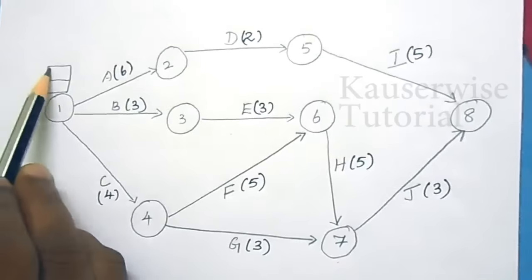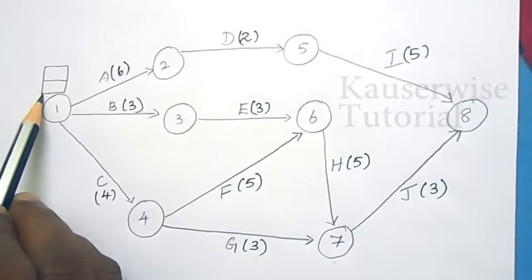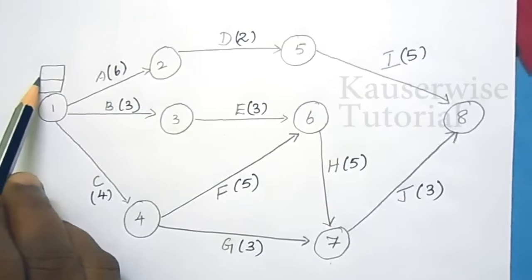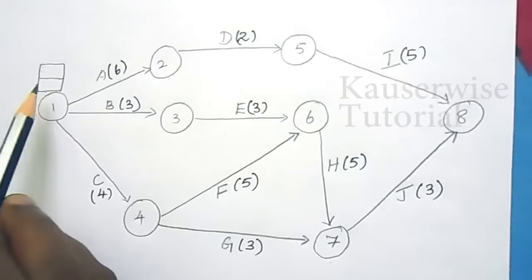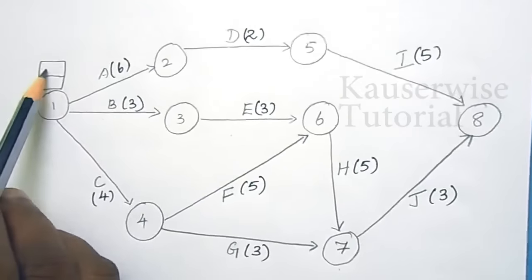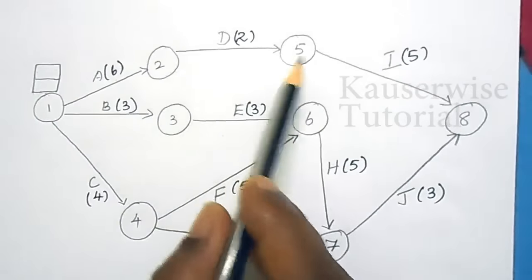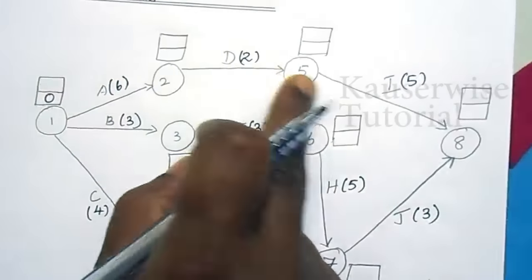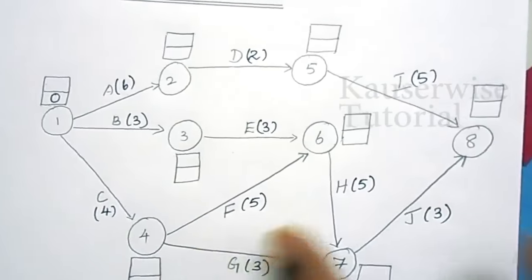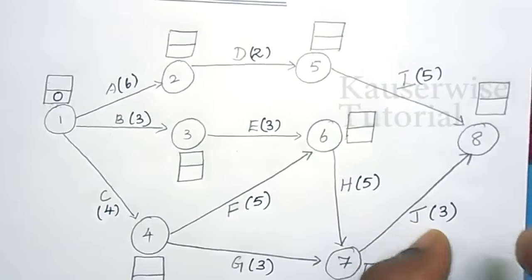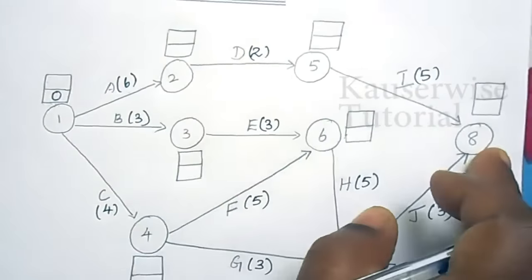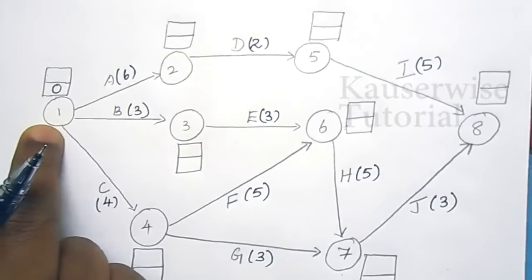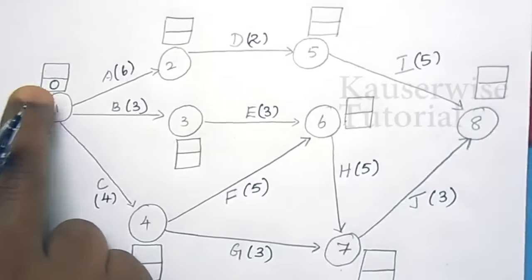So here we have two squares now. The lower square denotes earliest start time. The upper square denotes latest completion time. So we need to find earliest start time and latest completion time for each and every node separately. In order to find out the earliest start time for each node, there is a formula. For the first activity, that is for the first node, the earliest start time should be 0. You have to start with 0.